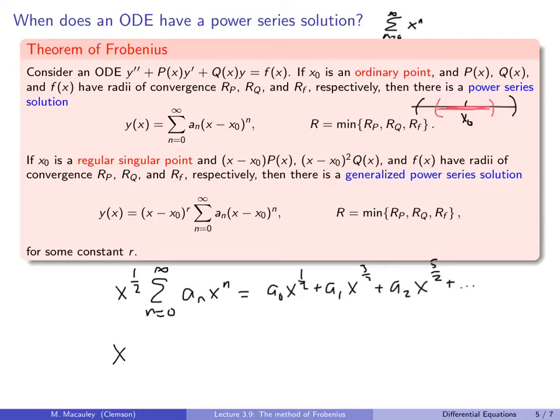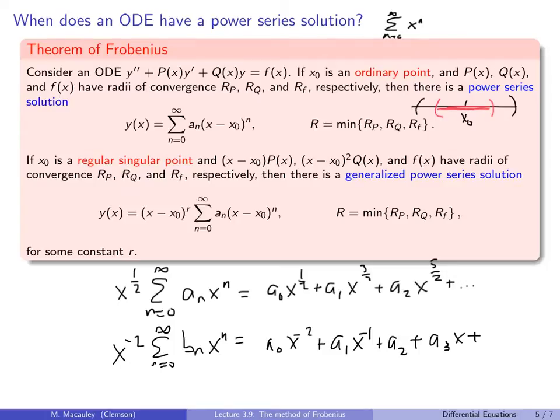Maybe this thing is x to the minus 2 times the sum from n equals 0 to infinity of bn x to the n. In that case, this is going to be a naught x to the minus 2 plus a1 x to the minus 1 plus a2 plus a3 x plus a4 x squared and so forth. So these generalized power series, formally they look like this.